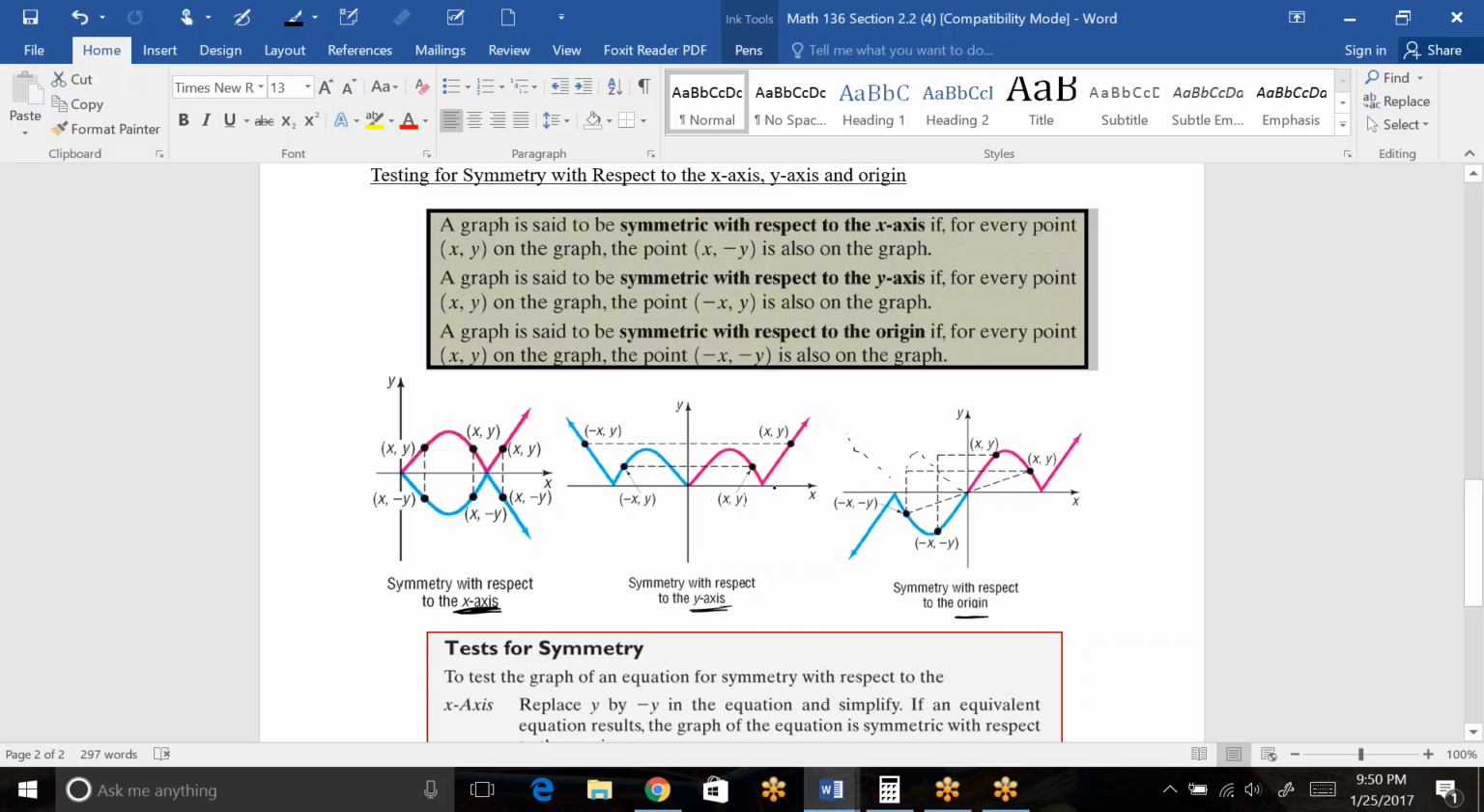So on your test, you'll be given just a picture of a graph, and it will look something like one of these, and it'll ask which type of symmetry it has, and it'll have a choice for you to write x-axis, y-axis, origin, or none, because it is possible for a graph to have none of these. For example, a line that doesn't go through the origin. If you talk about this line right here, this has no symmetry.